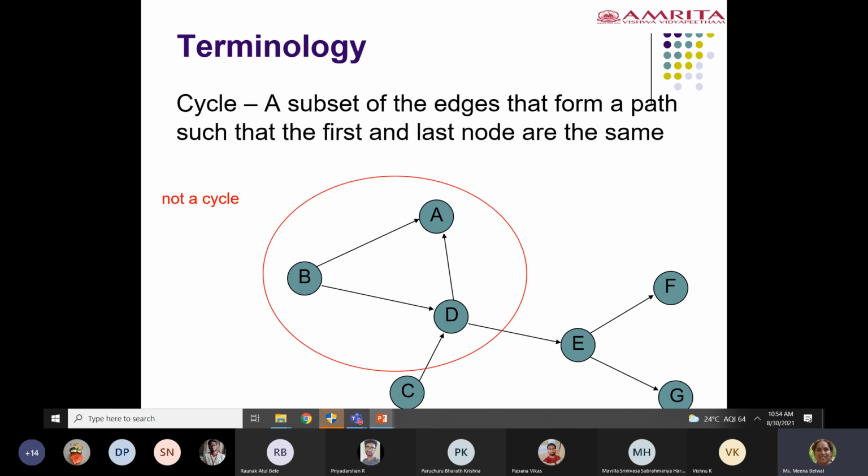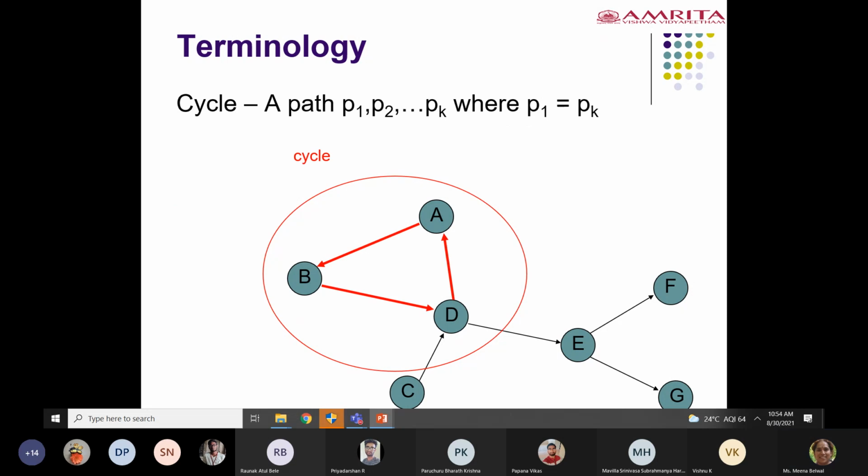Very small difference. We cannot say it is a cycle simply by seeing a loop. We must see whether there are edges that make it a cycle or not. So what exactly is the definition of a cycle? As shown in the picture, it is a path P1, P2, up to Pk, where P1 is the first vertex and Pk is the last vertex, and P1 is equal to Pk. In the same example, we have just changed the edge direction, so this makes a cycle.